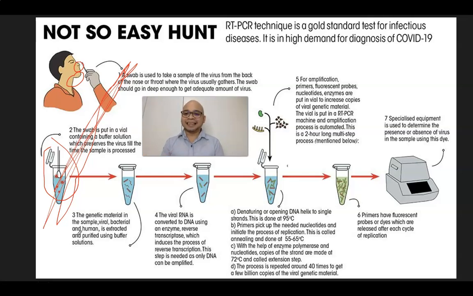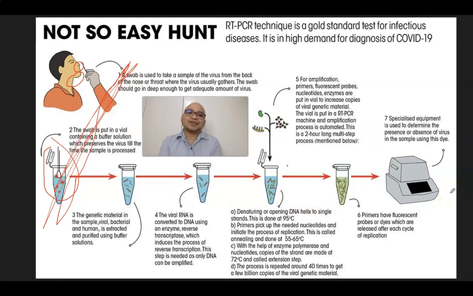Okay. The viral RNA is converted to DNA using an enzyme, reverse transcriptase. So there you have it. The RNA is converted to cDNA, which is the process of reverse transcription. This step is needed as only DNA can be amplified. You cannot actually amplify RNA, so that's why you have to convert it to DNA. Hence, RT here represents reverse transcriptase, not yet the real time. Because you will only use the real time if you have the real time thermal cycler, such as this one.